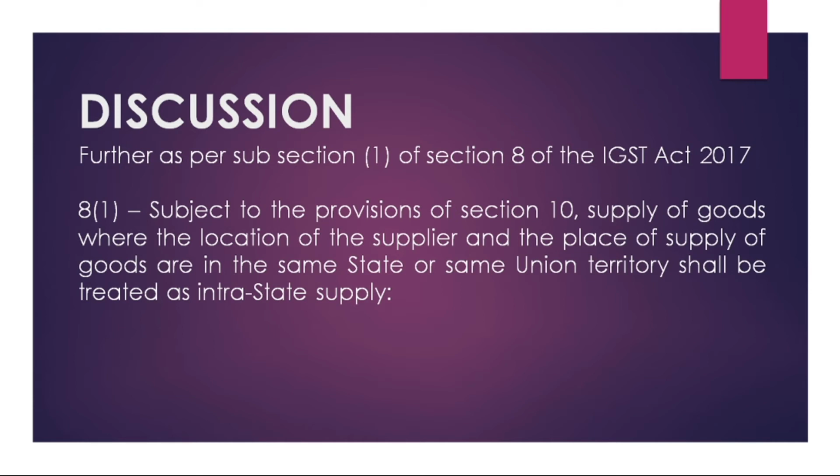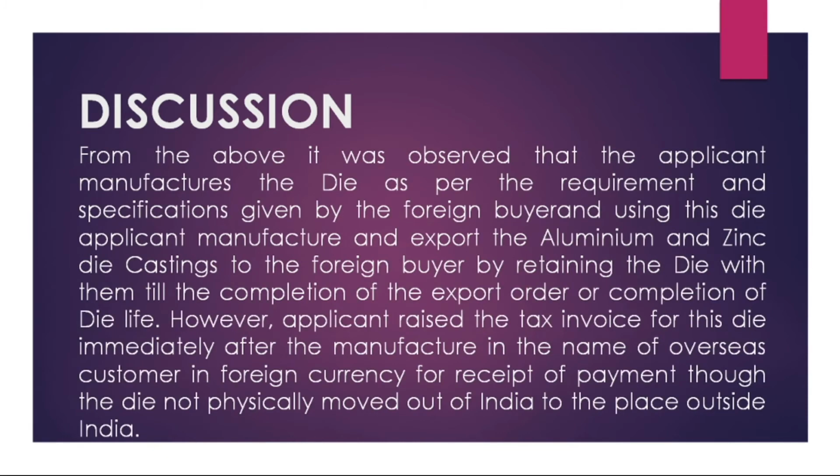Further, as per subsection 1 of section 8 of the IGST Act, subject to the provisions of section 10, supply of goods where the location of the supplier and place of supply of goods are in the same state or same union territory shall be treated as intra-state supply. From the above, it is observed that the applicant manufactures the die as per the requirement and specifications given by the foreign buyer. Using this die, the applicant manufactures and exports the aluminium and zinc die casting to the foreign buyer by retaining the die with them till the completion of the export order or completion of the die life.